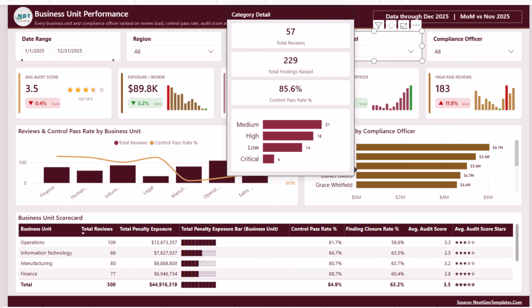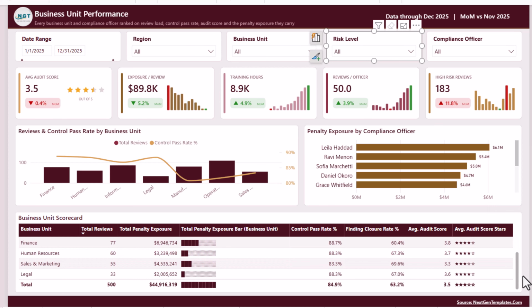That is the compliance monitoring dashboard in Power BI from Next Gen Templates.